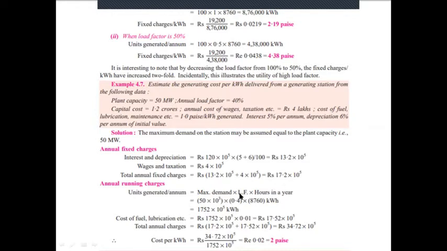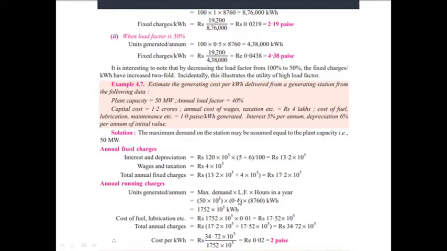So since the annual load factor is given, directly we can calculate the units generated per annum. Maximum demand we have assumed as equal to the plant capacity, that is 50 megawatts. Here it is specified in megawatts, but since we want to express in terms of kilowatt hour, because 1 unit is equal to 1 kilowatt hour, convert into kilowatts. So 50 megawatts is 5 into 10 to the power 6 watts, or 5 into 10 to the power 4 kilowatts.